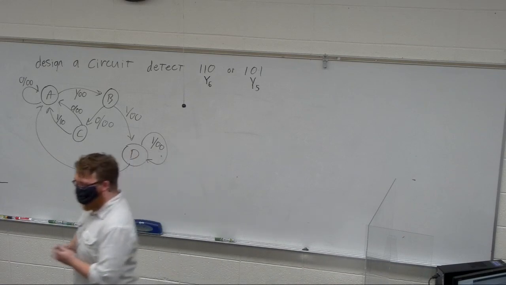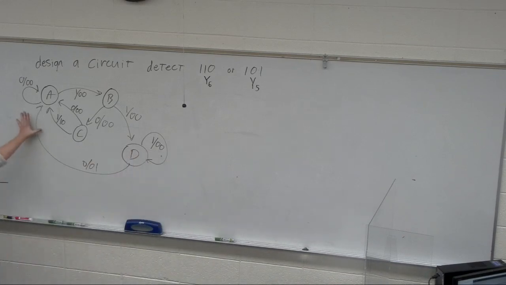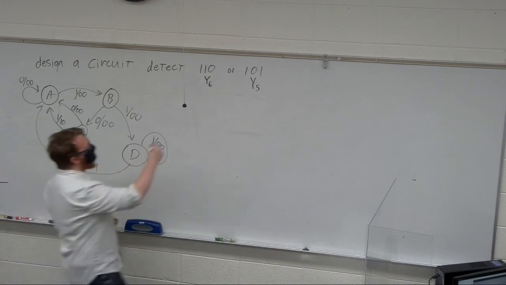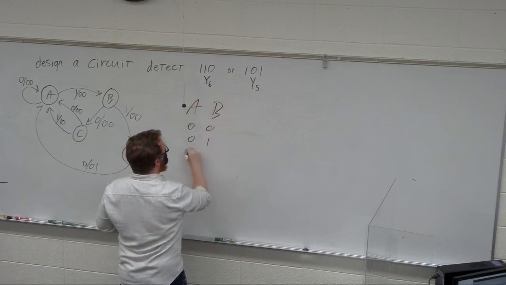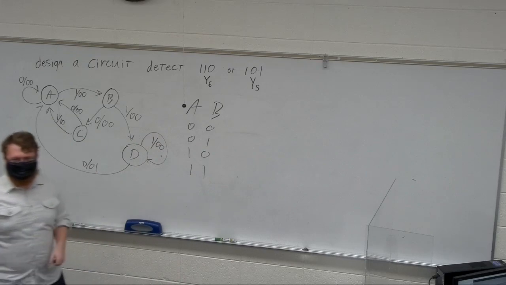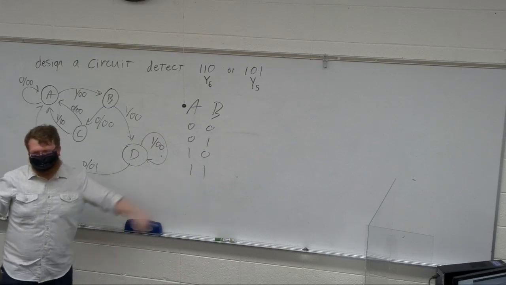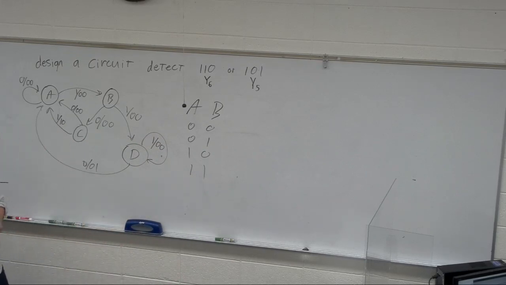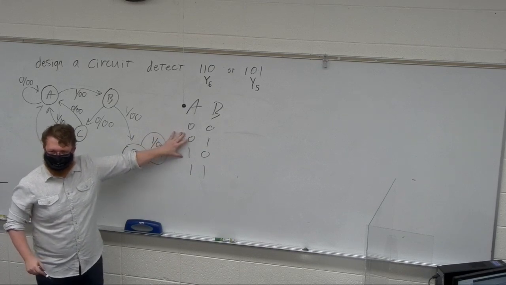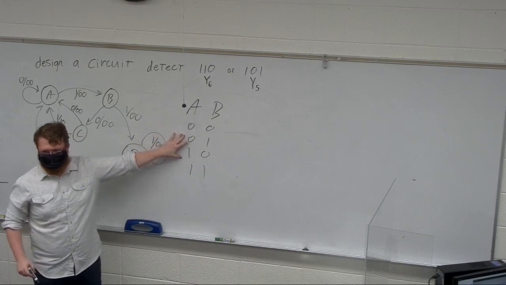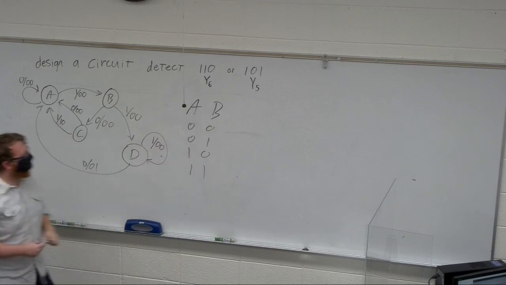How many flip-flops do I need for this state machine? 3, 4. 4. 2. What are you guys doing to me? 2. You guys are making me dumb. Come on. A, B: 0 0, 0 1, 1 0, 1 1. 2 flip-flops. Right? Because what do my flip-flops store? They store my state. I only have 4 states. 2 to the n, we're good?